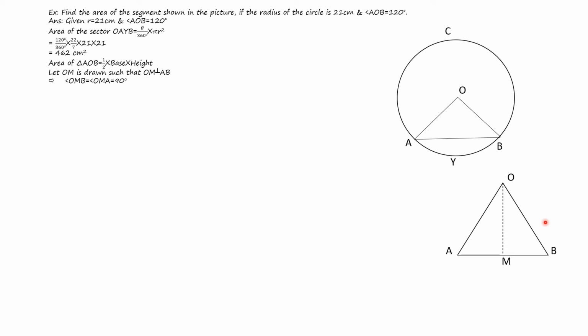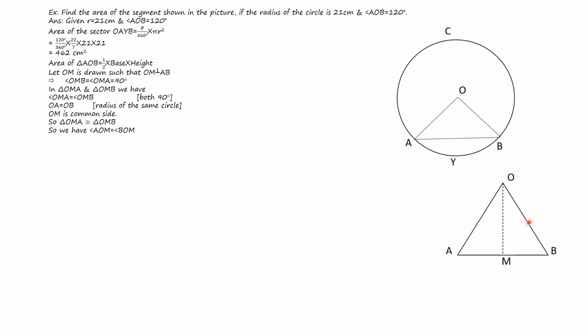Now angle OMB equals angle OMA equals 90 degrees. Now in triangle OMA and triangle OMB, we have angle OMA equals angle OMB, both equal to 90 degrees. OA equals OB, both are the radius of the same circle, and OM is the common side. That means triangle OMA is congruent to triangle OMB. So both the triangles are congruent to each other.